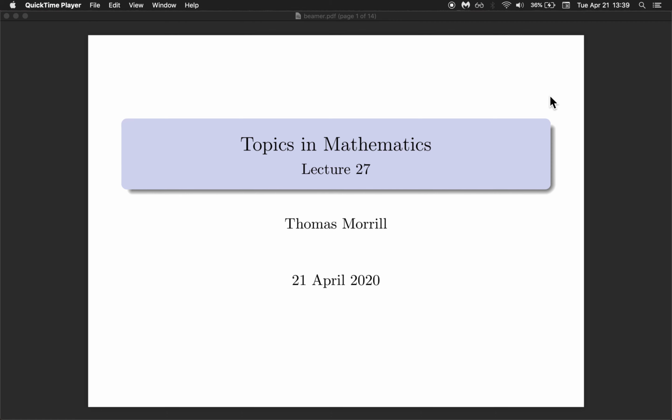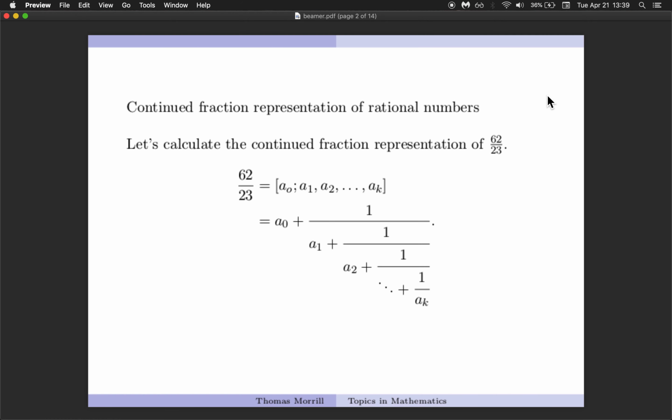So assuming that we're cool with what a continued fraction is and how the notation for those works, I want to talk about how to find the continued fraction expansion for a rational number.